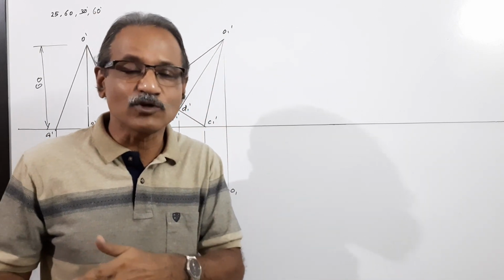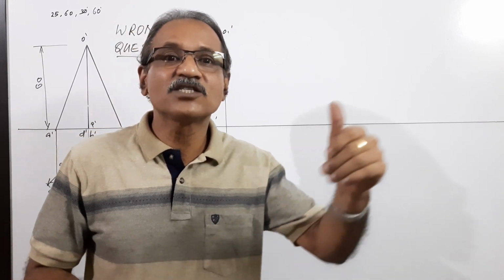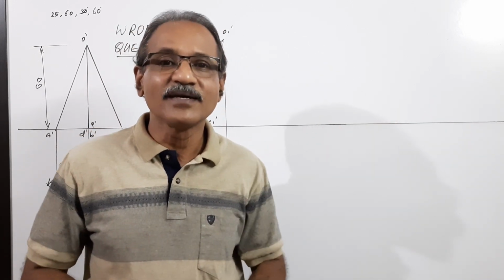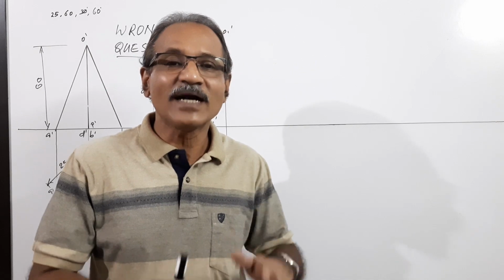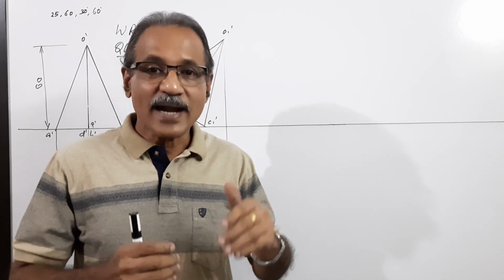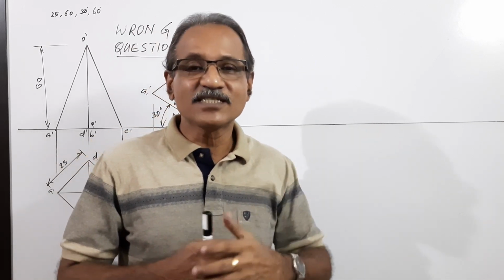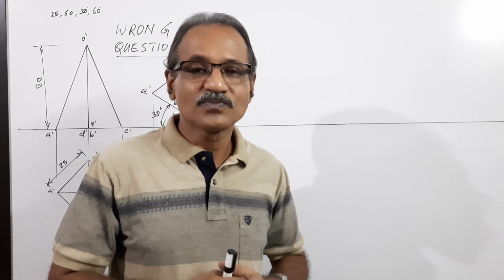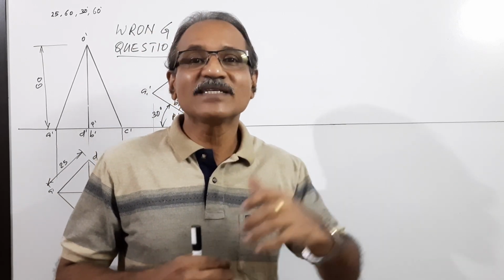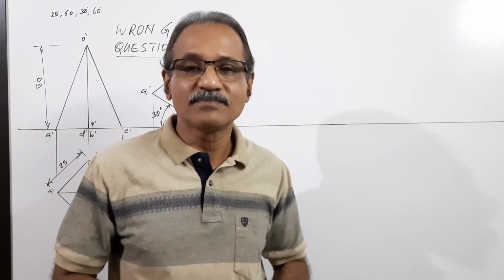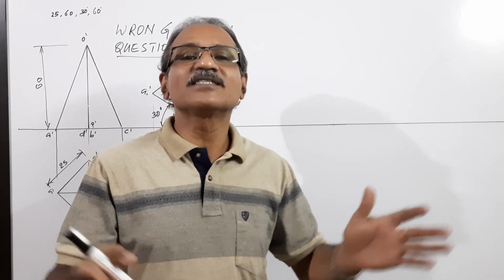Question says axis makes 60 degrees to VP. That is phi. What they should have said? Plan of the axis makes 60 degrees to xy line. Plan of the axis makes 60 degrees to xy line. What is it? Beta. So if beta is given as 60, you can draw.